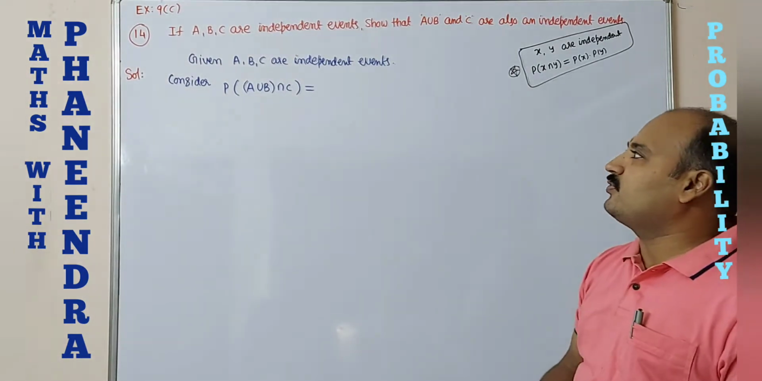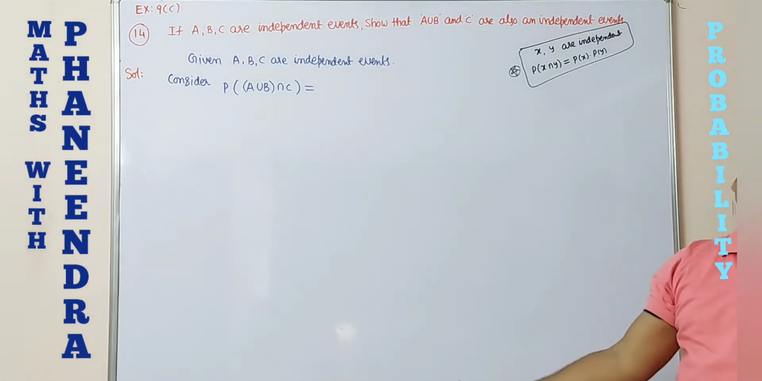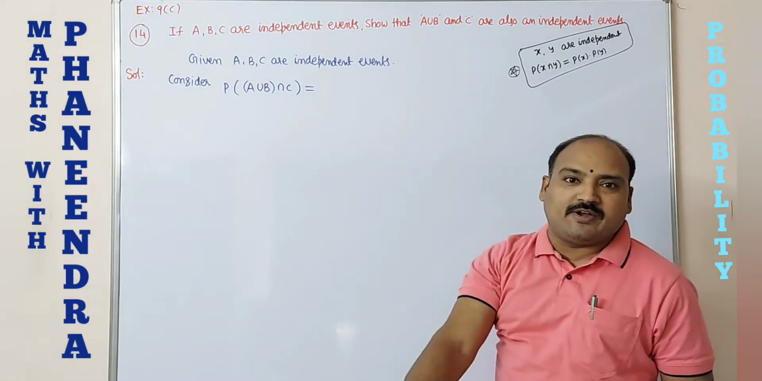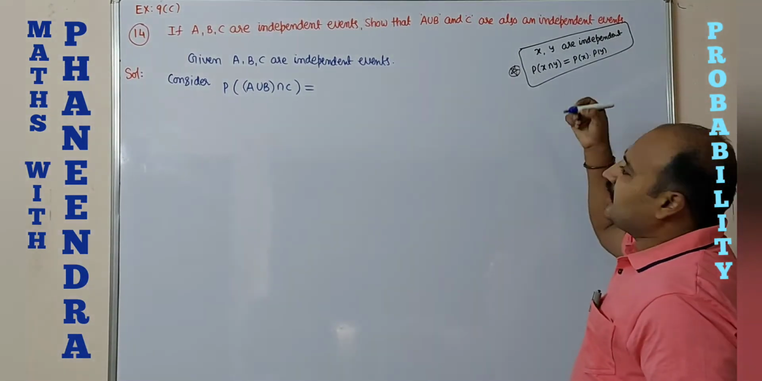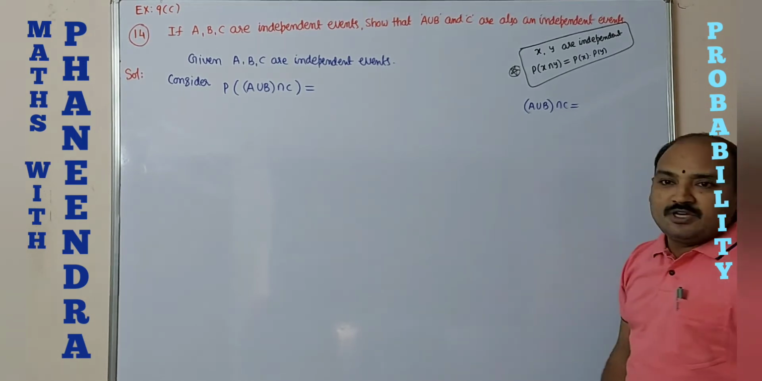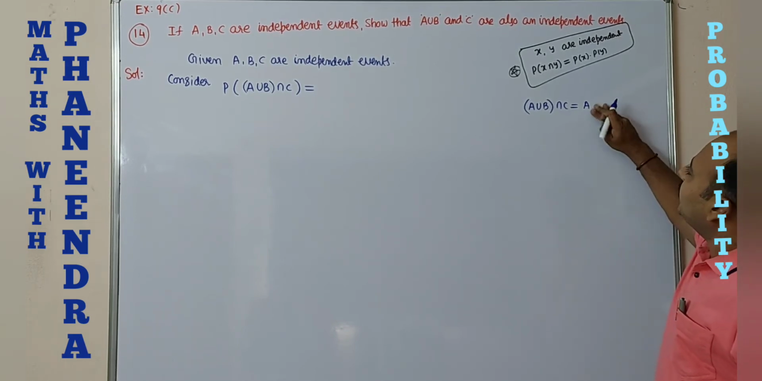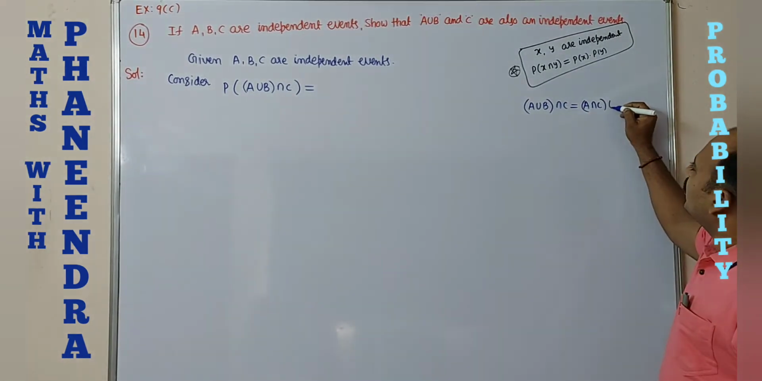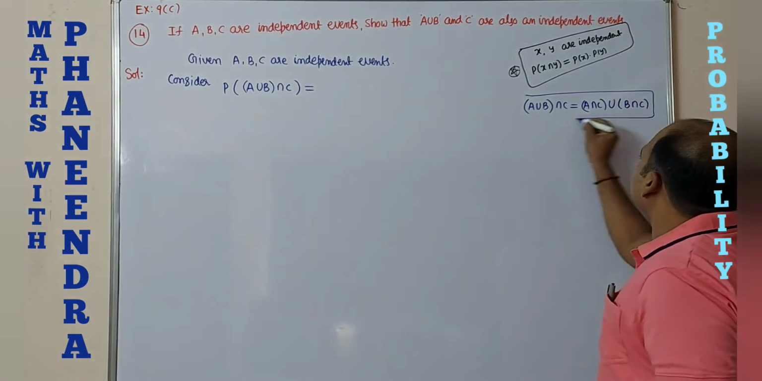This is a very important step, dear students. Why are we considering this? To prove X comma Y are independent, we consider P of X intersection Y. In the same way, to prove A union B and C are independent events, we have to consider P of A union B intersection C. So from De Morgan laws, in the earlier classes we discussed, A union B intersection C we can write as A intersection C union B intersection C. I hope you people understand, by using De Morgan laws.